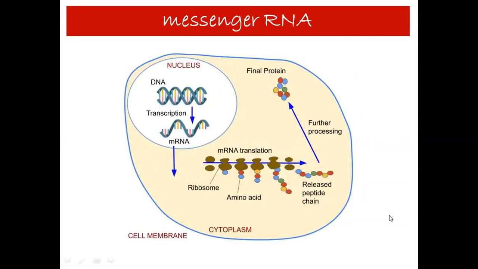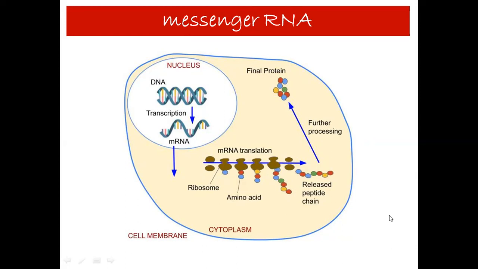Now, first of all, here we will focus on the three main types of RNA, that is messenger RNA or mRNA, tRNA or transfer RNA, and rRNA or ribosomal RNA. First of all, we'll talk about the role and biological function of mRNA or messenger RNA. The name itself carries its biological function. Why is it called messenger RNA?